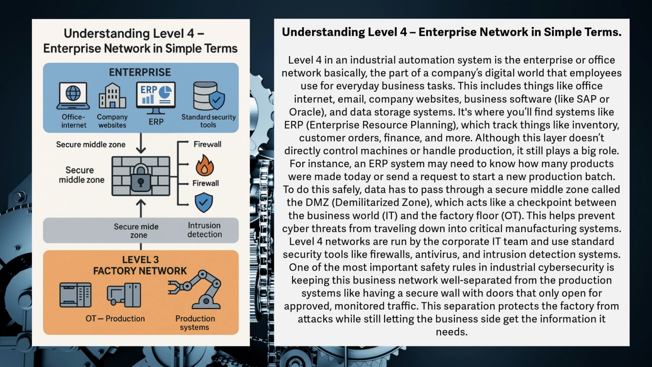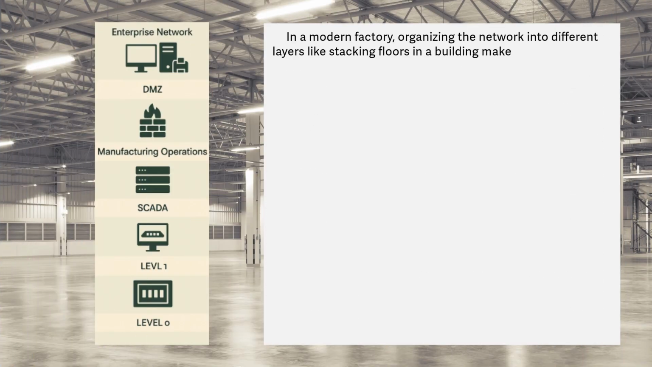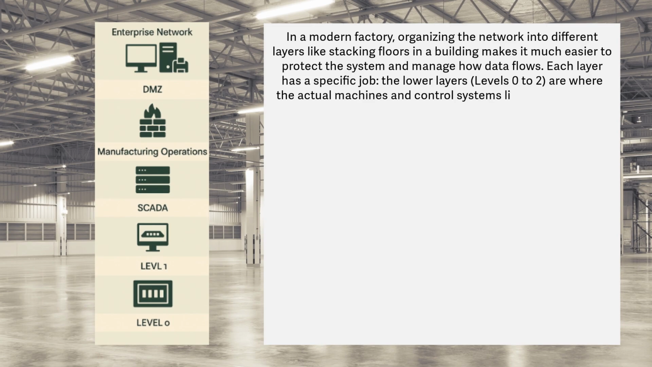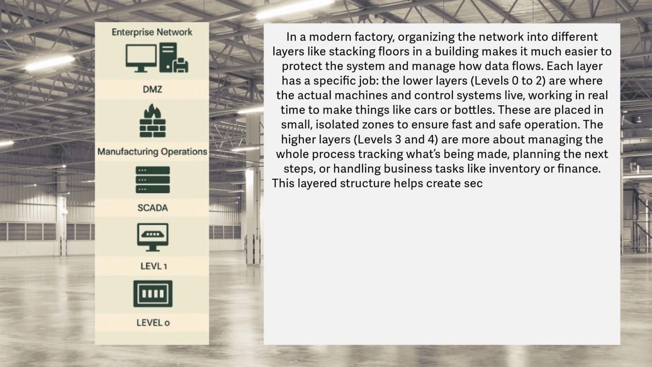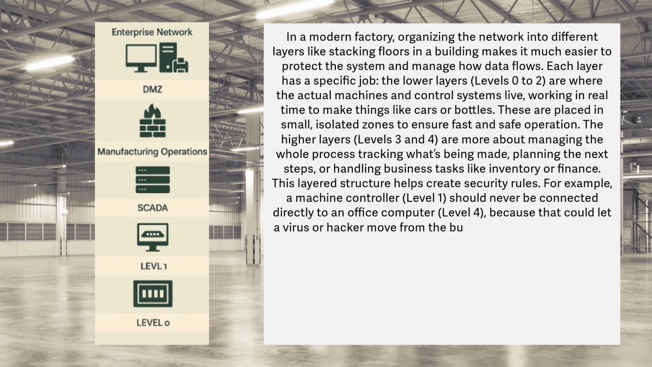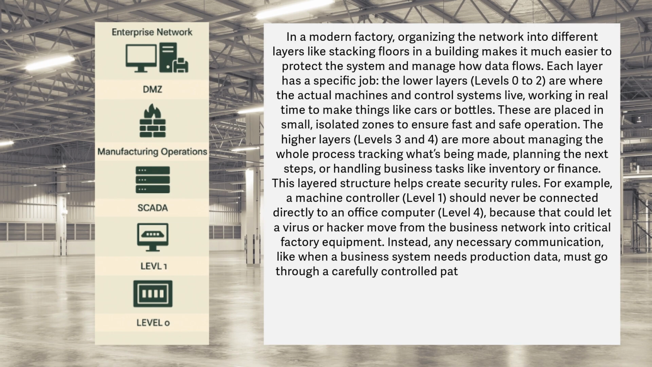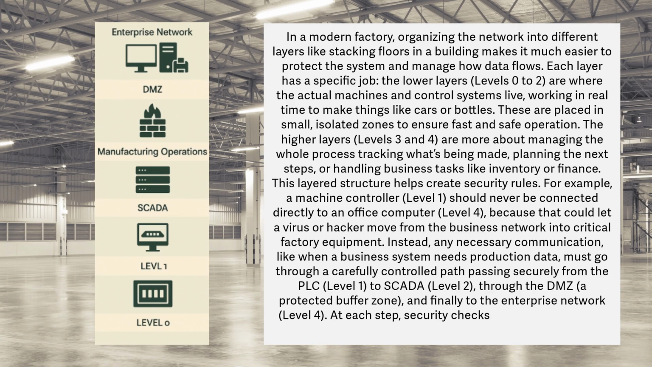One of the most important safety rules in a modern factory: organizing the network into different layers, like stacking floors in a building, makes it much easier to protect the system and manage how data flows. Each layer has a specific job. The lower layers, levels 0 to 2, are where the actual machines and control systems live, working in real time to make things like cars or bottles. These are placed in small, isolated zones to ensure fast and safe operation.